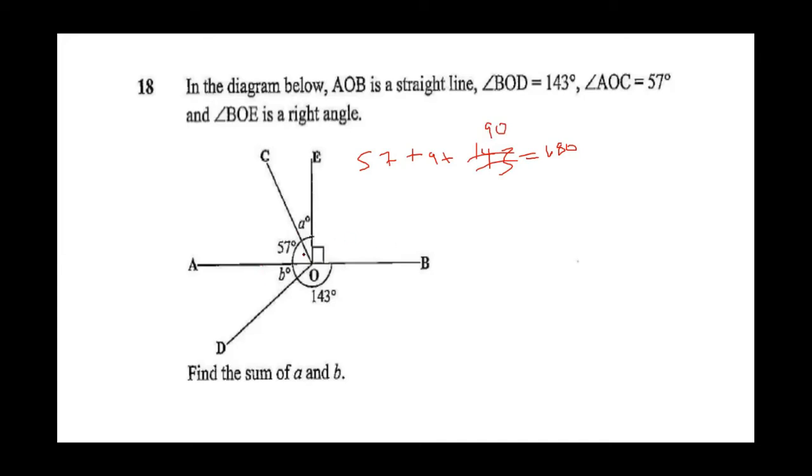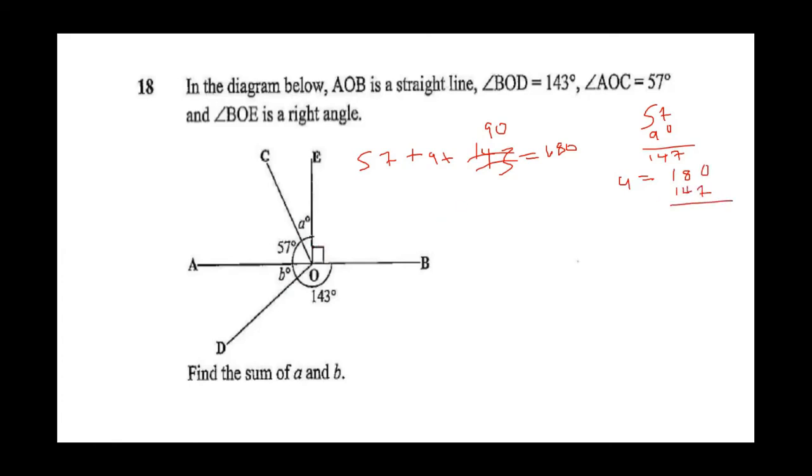We first add the ones on top. So 57 plus A plus 90. So we're just adding here 57 plus 90. So 57 plus 90, this is a 7. Then this is the 147. Right. So we are subtracting now. A will simply be equal to 180 minus 147 like that.